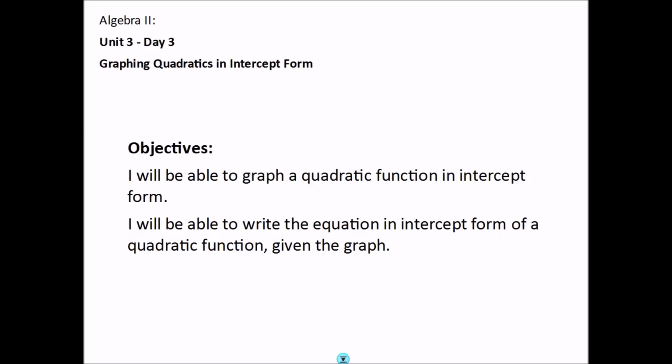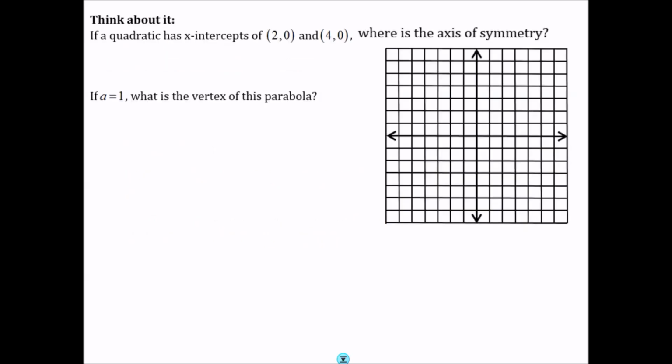Today we're going to be learning about graphing quadratics in intercept form. By the end of this video, you'll be able to graph a quadratic in intercept form and be able to write the equation in intercept form of a quadratic when given the graph. So let's think about this for a minute.